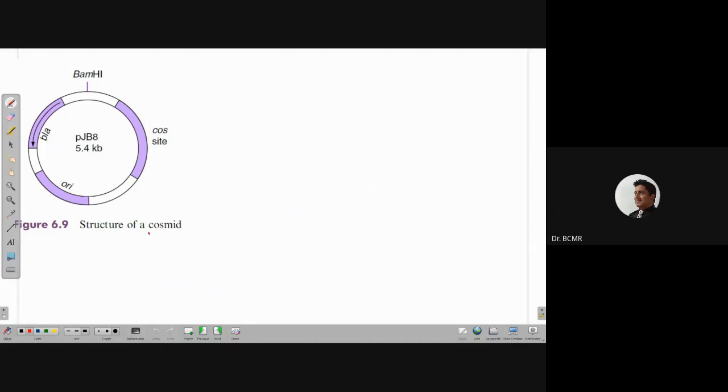The second one is the cos site. It's all the same except you're adding a cos site. Why do you need to add a cos site? What is the need for a cos site? The size of a plasmid is limited, in the sense that when you do transformation, the size of the plasmid is, I don't know if I wrote it, inversely proportional to the efficiency of transformation.